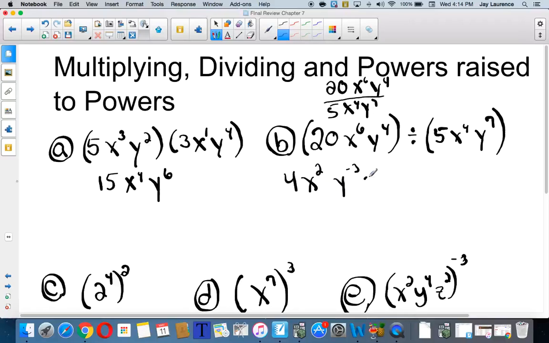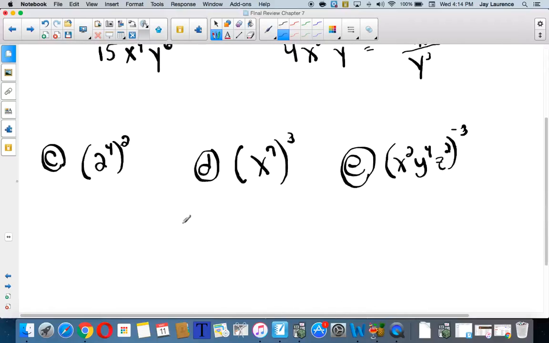But a negative exponent means to use the reciprocal. So I'm going to have a 4x squared, and that's going to be over y cubed. Why? Because I used the reciprocal. All right, now C is the type some people get screwed up, and it's super easy.